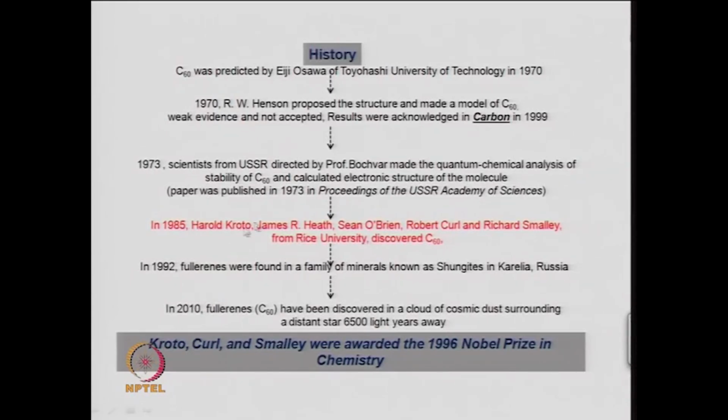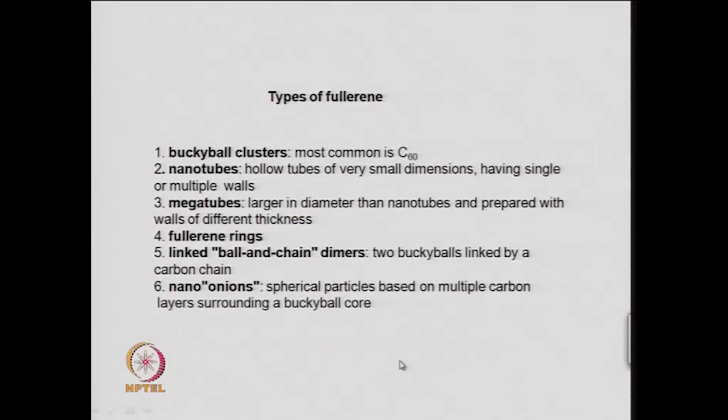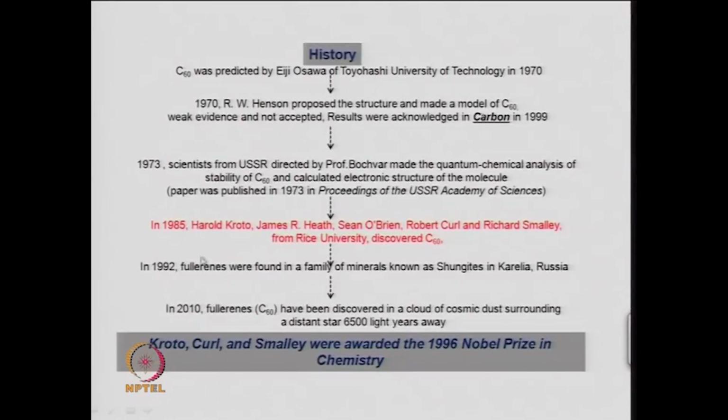And for their work, Harold Kroto, Robert Curl and Richard Smalley were awarded the 1996 Nobel Prize in Chemistry, though the discovery they made was in 1985. They were awarded the Nobel Prize in Chemistry in 1996. It was a great discovery.